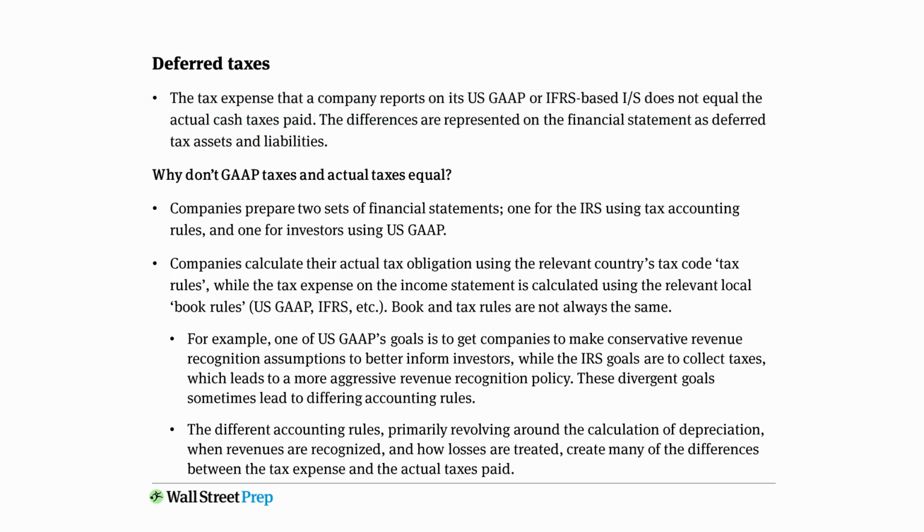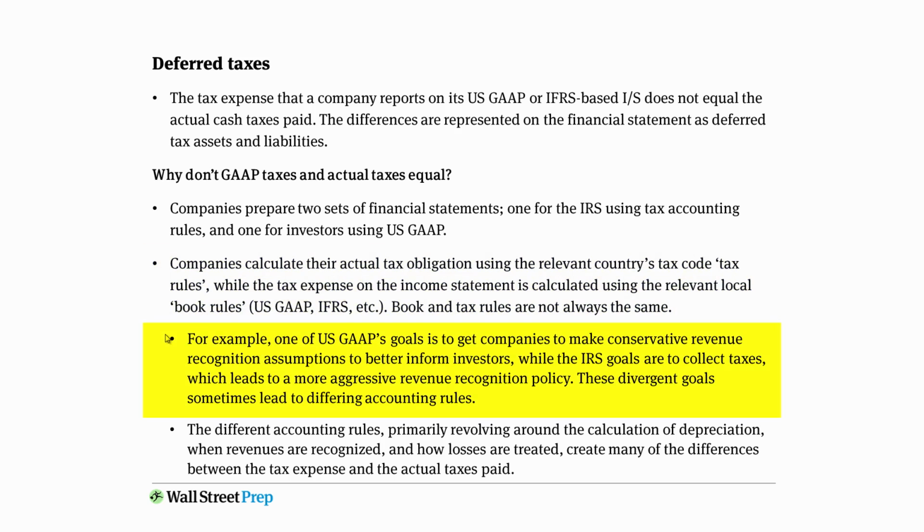Now, before we get into what deferred taxes really are, the first question to answer is why don't GAAP taxes and actual taxes equal? Companies prepare two sets of financial statements, one for the IRS using tax accounting rules, and one for investors using US GAAP. Companies calculate their actual tax obligations using the relevant country's tax code, which we'll just call the tax rules, while the tax expense on the income statement is calculated using the relevant local book rules, like US GAAP or IFRS. Book and tax rules are not always the same.